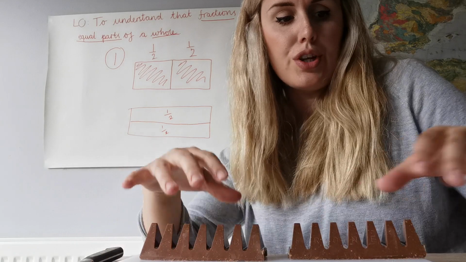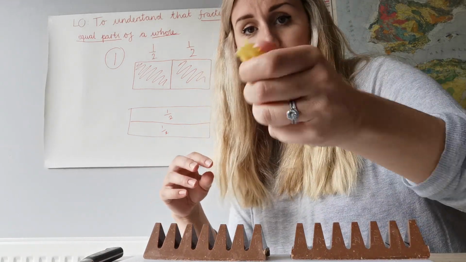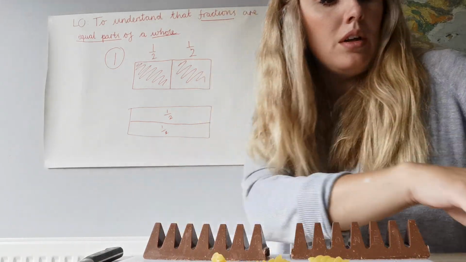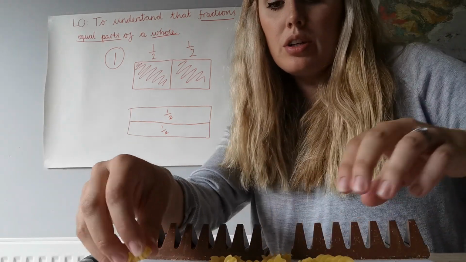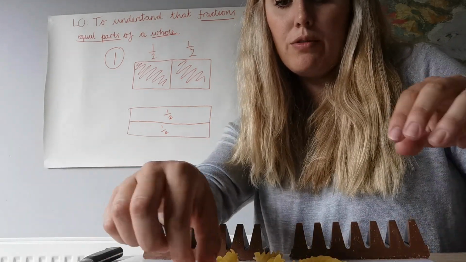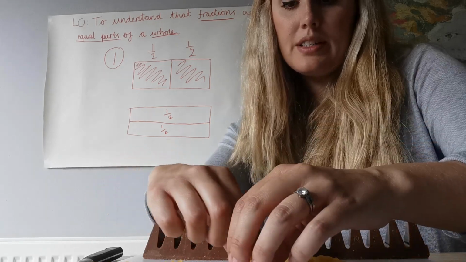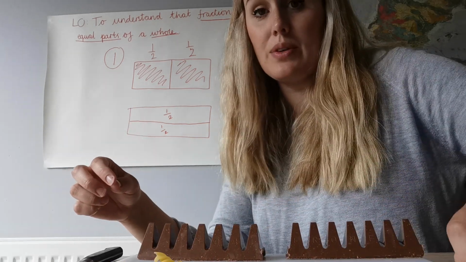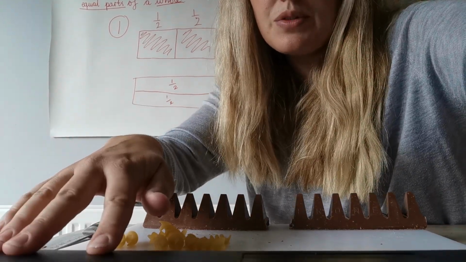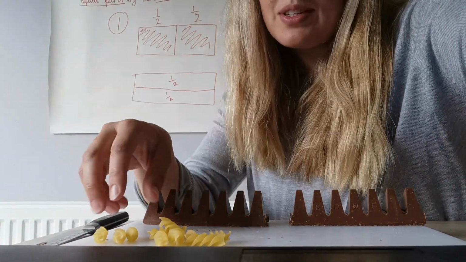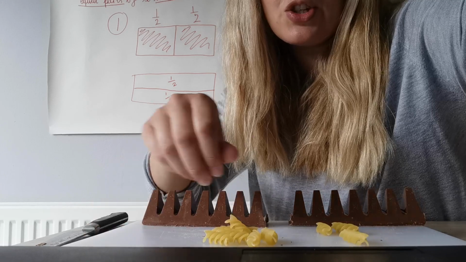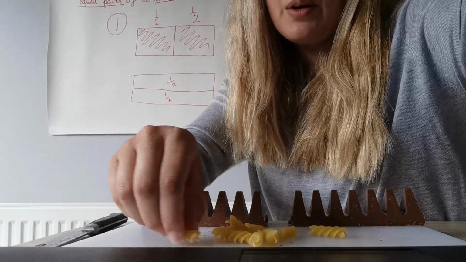Another one that you could do is you could have some pasta shells. So I have got 1, 2, 3, 4, 5, 6, 7, 8, 9, 10. I've got 10 pasta shells there. I don't know if you can see these. Let me just lean this forward a little bit. 10 pasta shells. Okay, I'm going to split it into 2 equal groups. So I'm going to go like this.